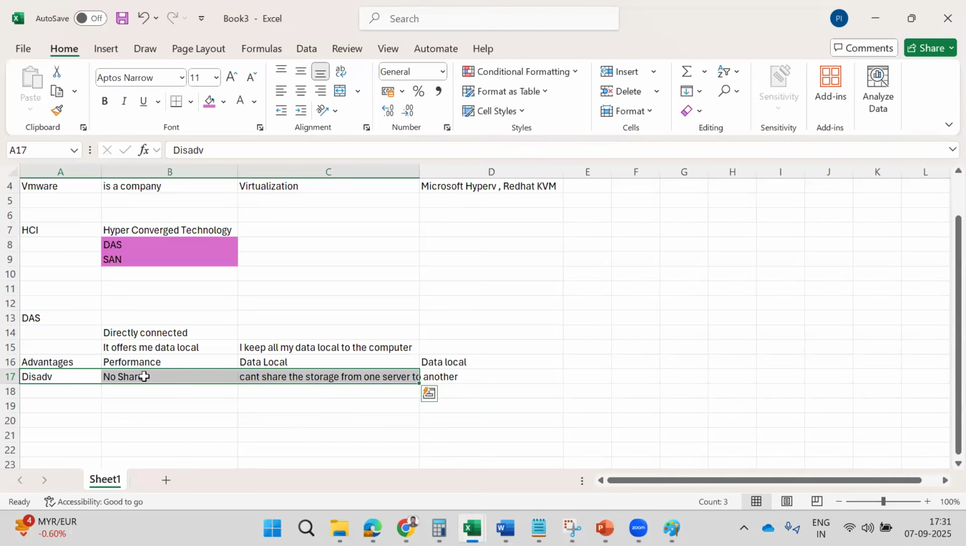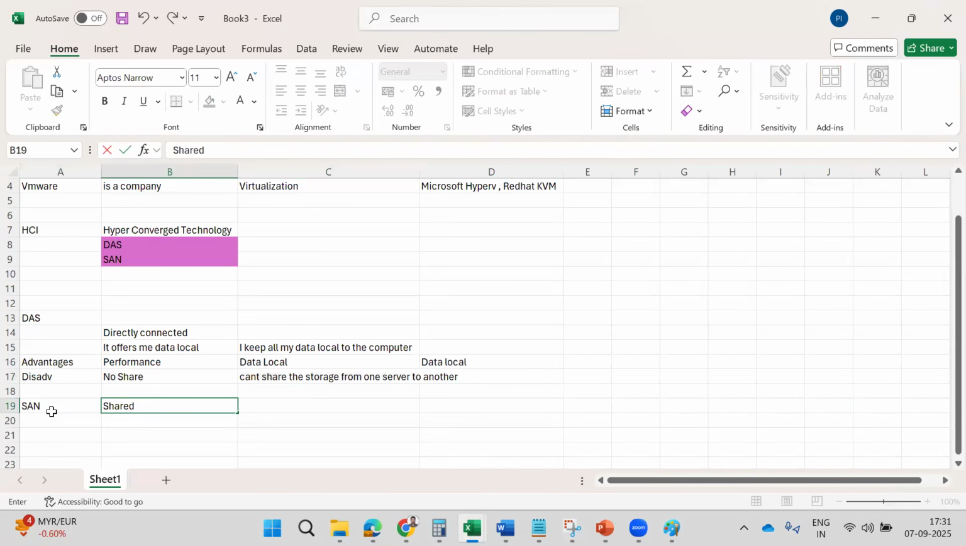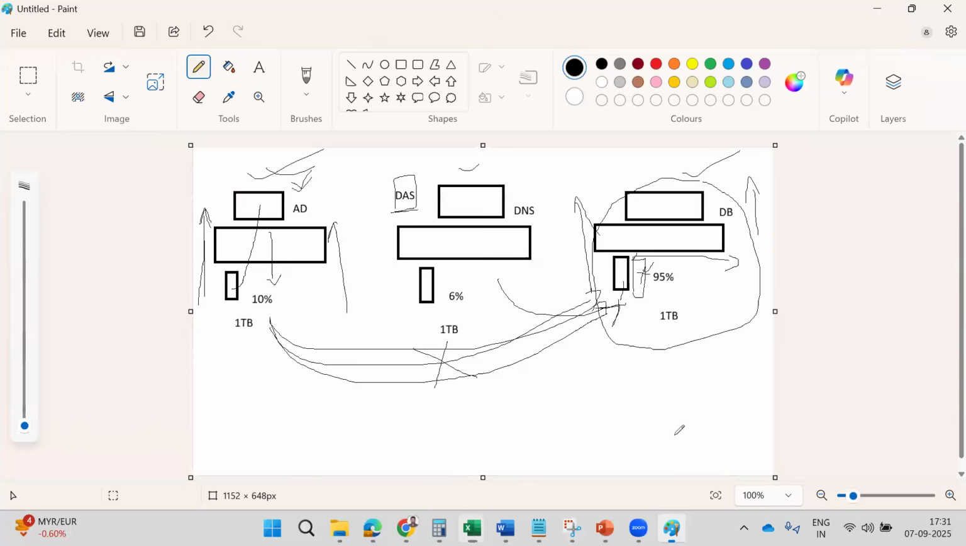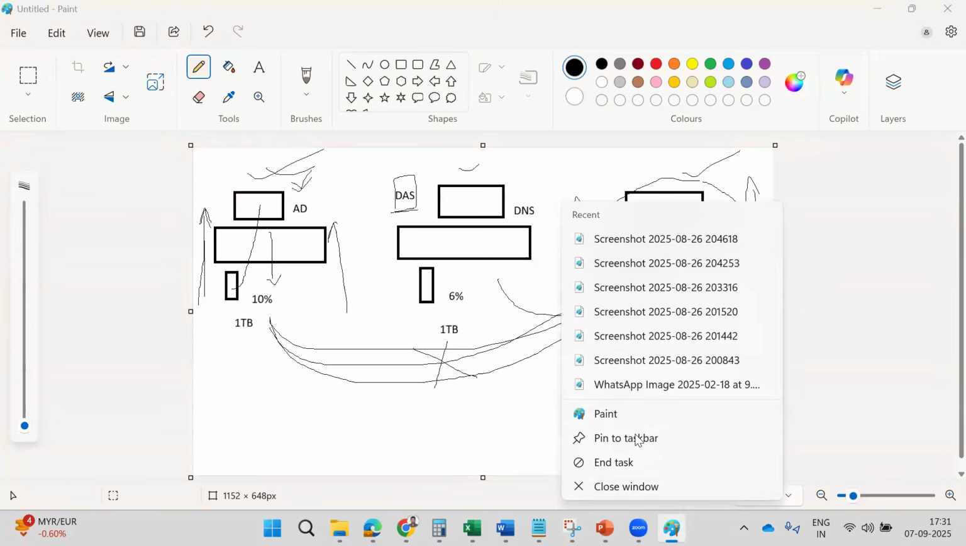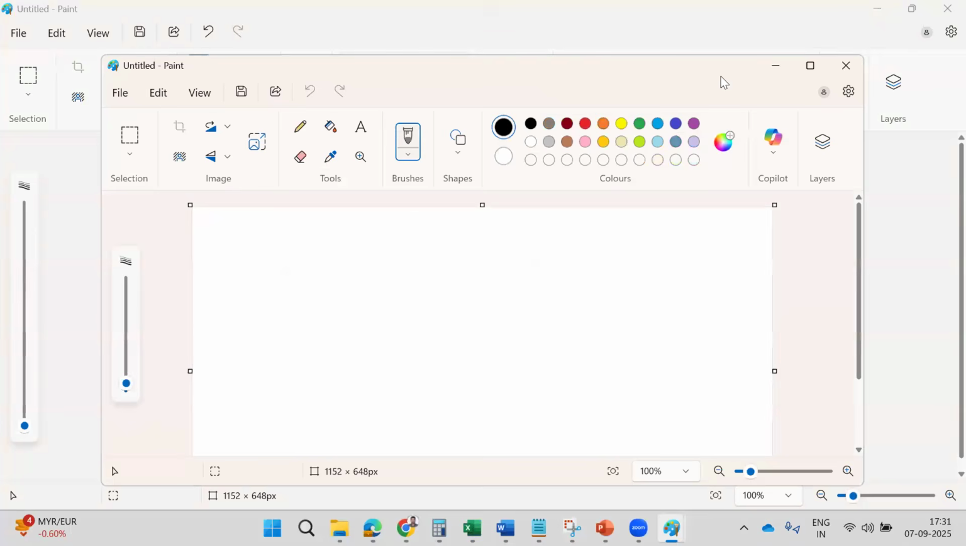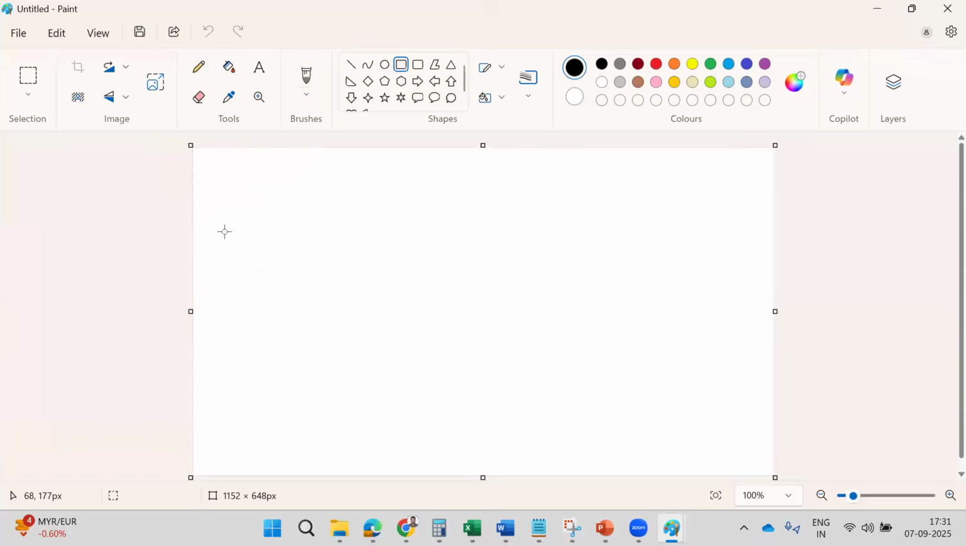And you understand what advantage we get with shared storage. Okay. So to sort out this problem, there was a new technology called SAN. What is SAN? SAN is shared storage. Okay. So now with the DAS, all the servers have local storage, but with the SAN, the server will not have local storage. Okay. Let me draw a diagram here.